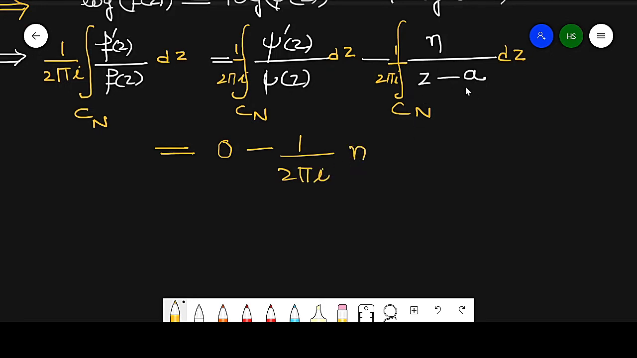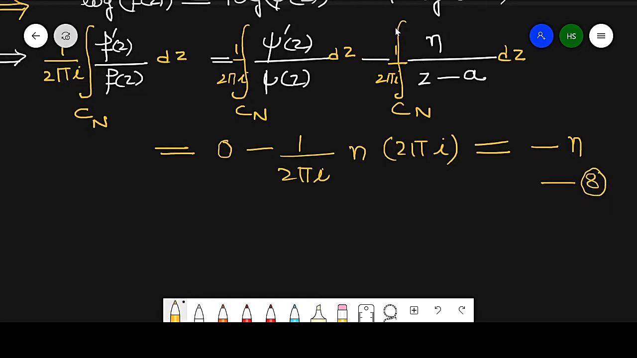So what is the integration of 1 over (z minus a)? It is equal to 2 pi iota. So the 2 pi iota cancels, and the total term is equal to minus n. Here I get the integration around Cn, and here the integration around the circle Cn. Let me write this equation as equation number 8.